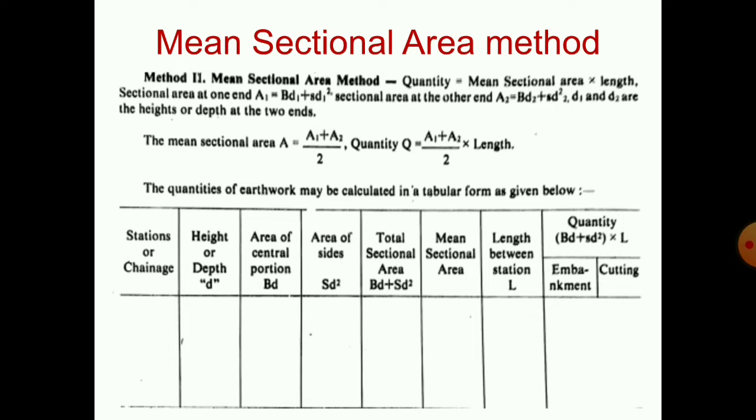Then you have to calculate mean area between first and second section. So quantity will be mean area multiplied by length. So if there are again a series of cross sections, you have to follow this table: station, then height or depth, then area of central portion, area of sides, total sectional area. Then you have to take mean sectional area, that is average of two consecutive areas. You have to consider it as mean sectional area. Then you have to multiply it by length. If it is in embankment, enter in embankment column, or in cutting.